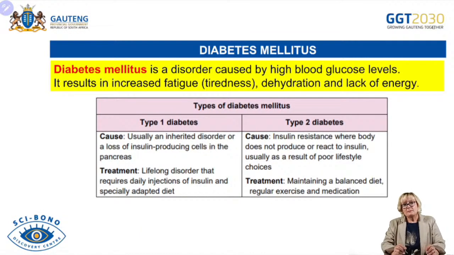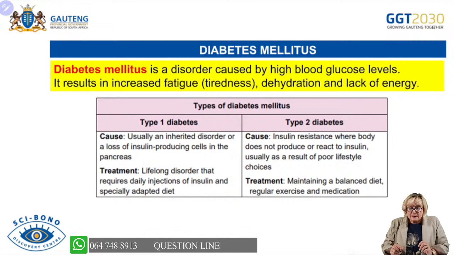Now, there are two types of diabetes mellitus. If we look at diabetes mellitus, you get type 1 and you get type 2. Many people have got type 2 diabetes mellitus. Type 1 diabetes is usually caused by an inherited disorder or a loss of insulin-producing cells in the pancreas. So that is where your body has actually lost the ability to secrete insulin. All right, so somehow in the pancreas, the cells that were supposed to secrete insulin are not working, and therefore you have this constant high blood sugar level.